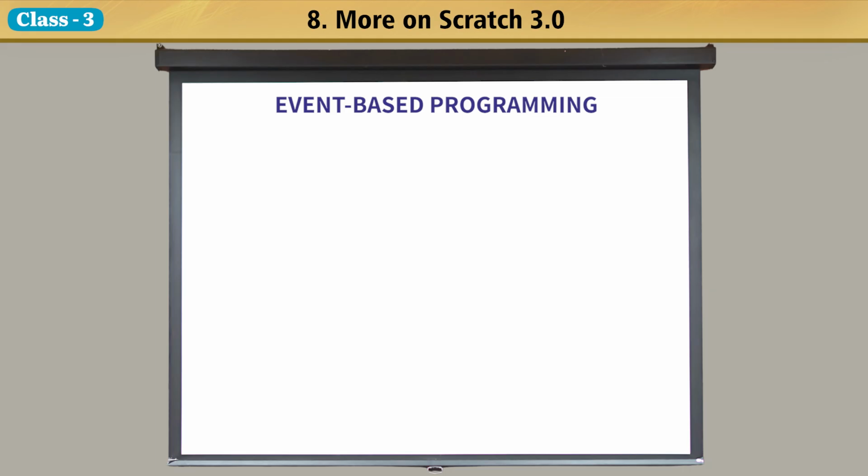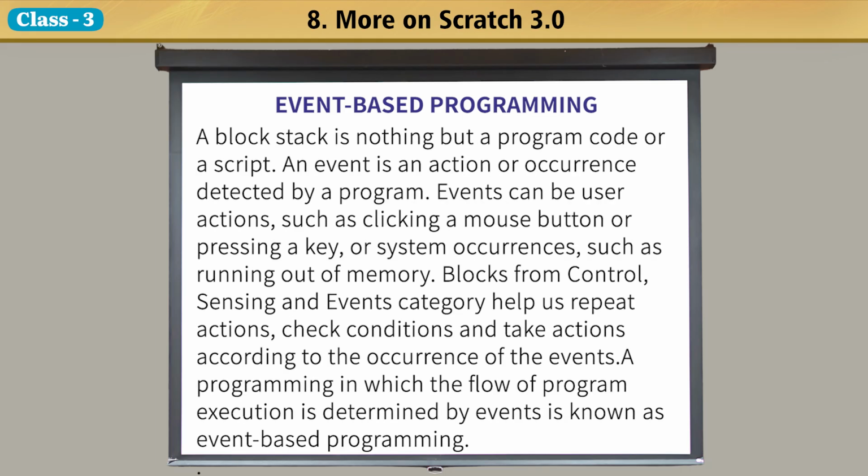Event-based programming. A block stack is nothing but a program code or a script. An event is an action or occurrence detected by a program. Events can be user actions, such as clicking a mouse button or pressing a key, or system occurrences, such as running out of memory. Blocks from control, sensing and events category help us repeat actions, check conditions and take actions according to the occurrence of the events. A programming in which the flow of program execution is determined by events is known as event-based programming.